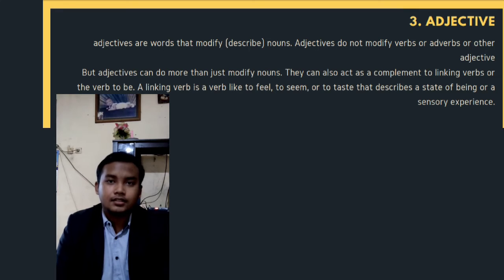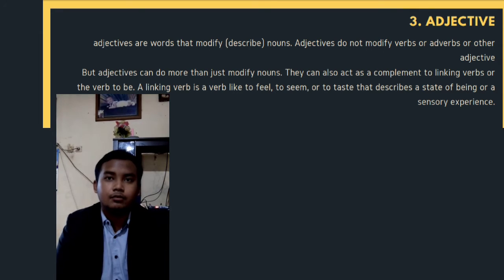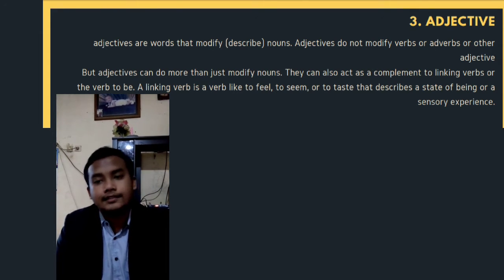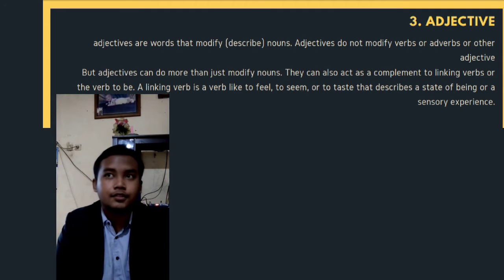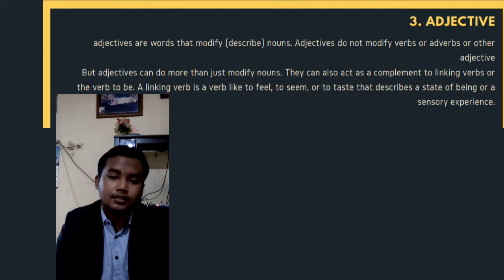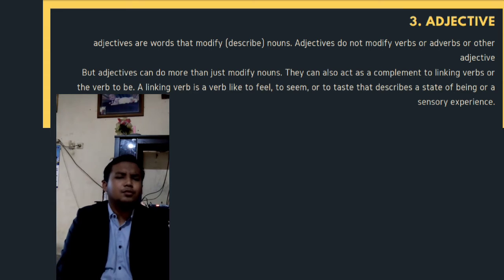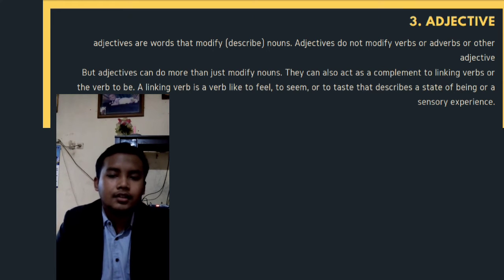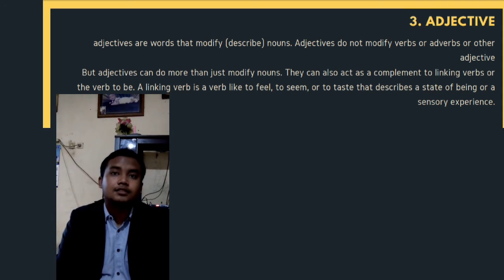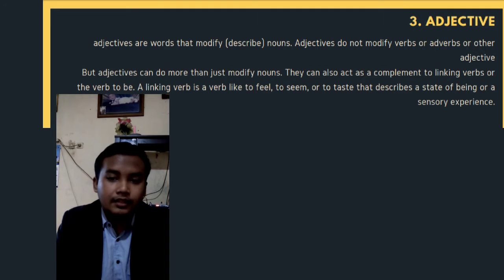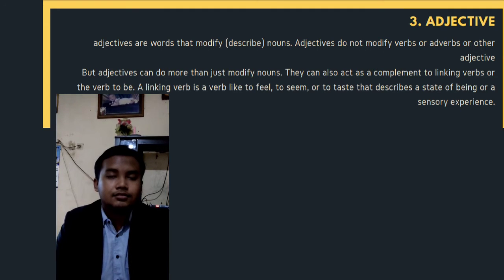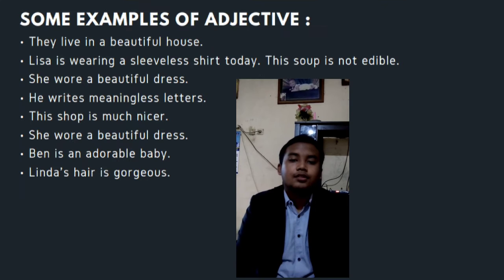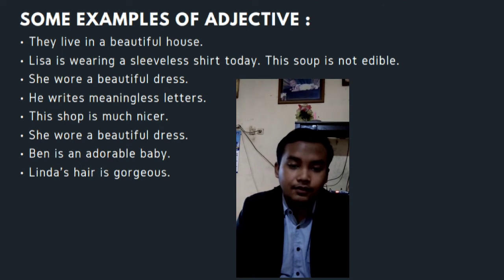Adjective. Adjectives are words that modify or describe nouns. Adjectives do not modify verbs or adverbs or other adjectives. But adjectives can do more than just modify nouns. They can also act as a complement to linking verbs or a verb to be. A linking verb is a verb like to feel, to sing, or to taste that describe a state of being or a sensory experience. So here are some examples of adjective.